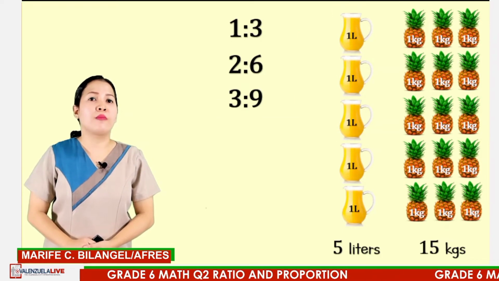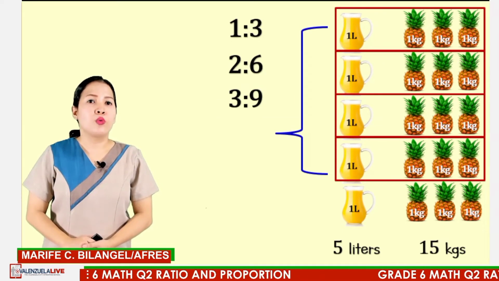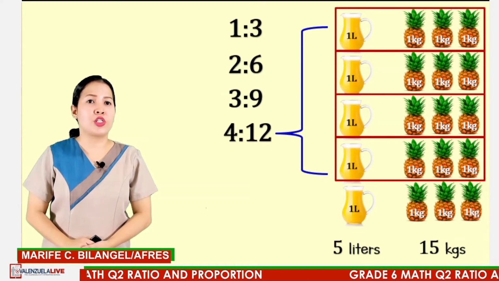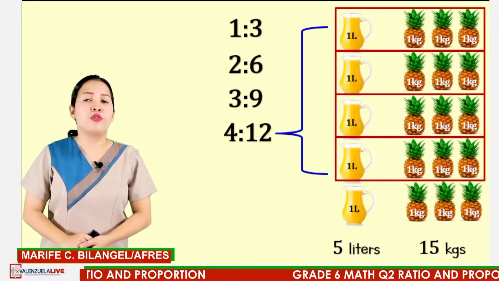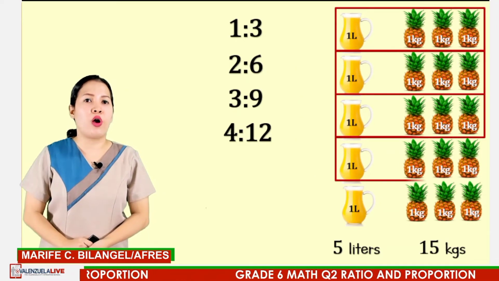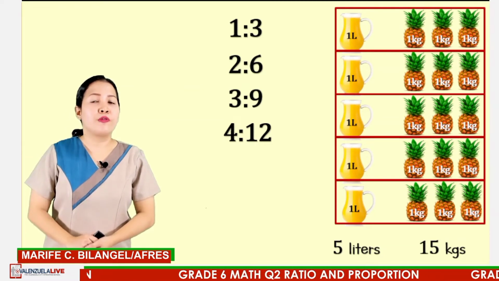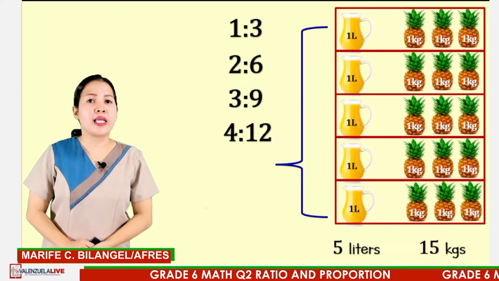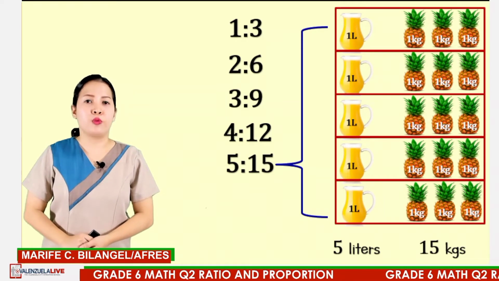If we have 4 liters of pineapple juice, then we need 12 kilograms of pineapple, which is written in the ratio of 4 to 12. And if we have 5 liters of pineapple juice, then we need to have 15 kilograms of pineapple, which is written in the ratio of 5 to 15.